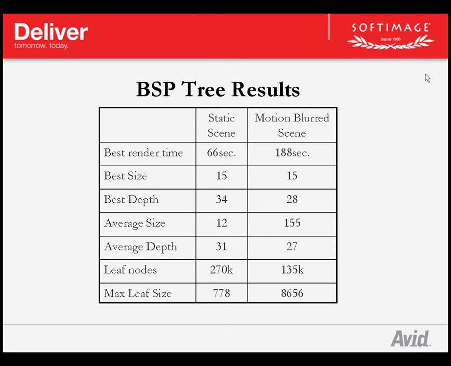The number of leaf nodes here is pretty much higher for the static scene. The main reason for this is that there are more leaf nodes containing fewer triangles because the depth is higher. In the motion blur case, because the actual leaf node contains so much information, the number of leaf nodes is much less because the depth is lower than in the static scene. So the max leaf size really demonstrates that the number of triangles being stored in each voxel is much higher for motion blur because of these moving triangles.